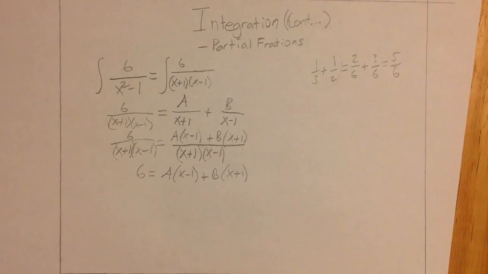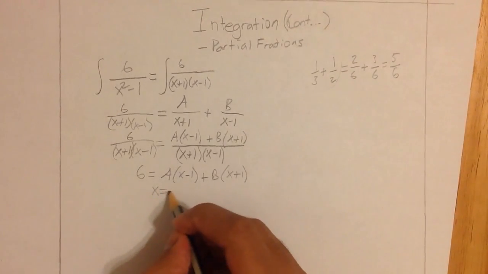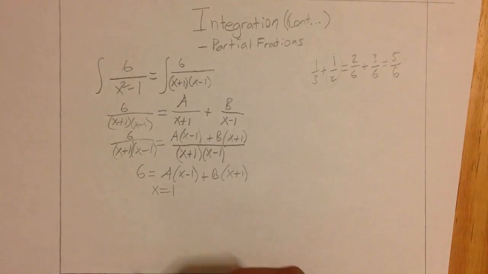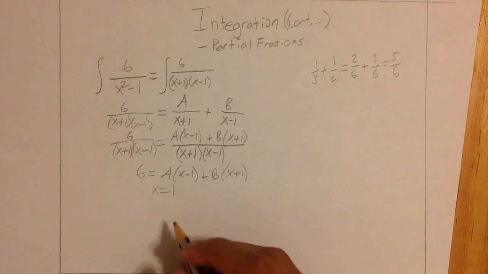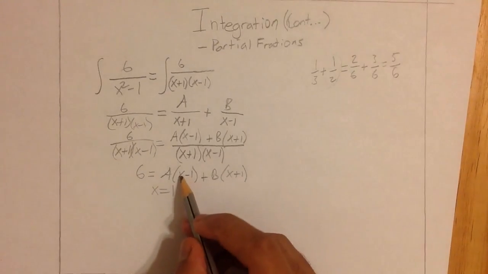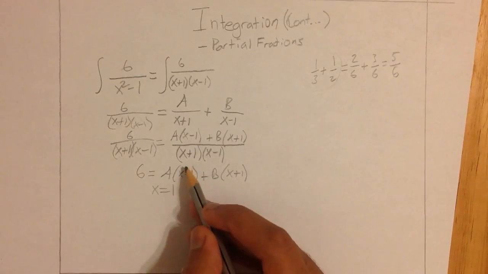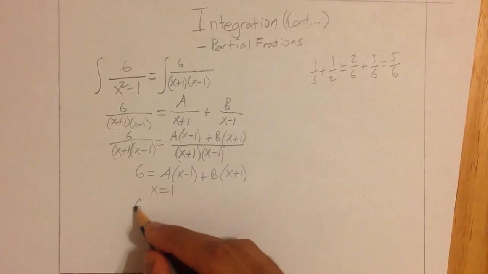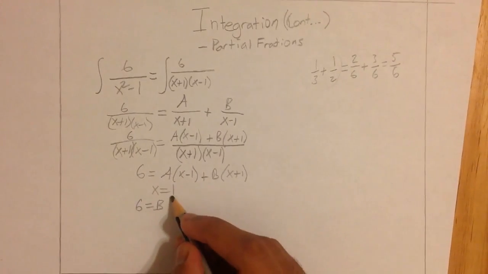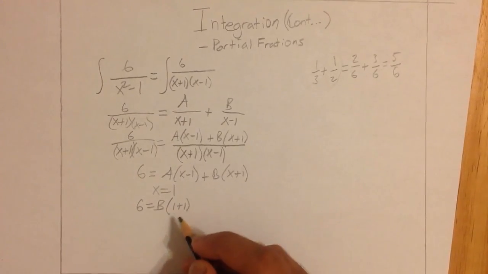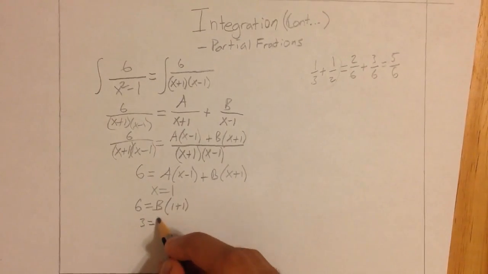Now our task is figuring out what a and b are. So let's plug in values for x to see if we can find a and b. Let's let x equal 1, and I'll explain why we chose that in a second. In that case, if we plug in 1 for x here, this will drop out because it's 0. So what we have left is 6 equals b times 1 plus 1, which gives us that b equals 3.